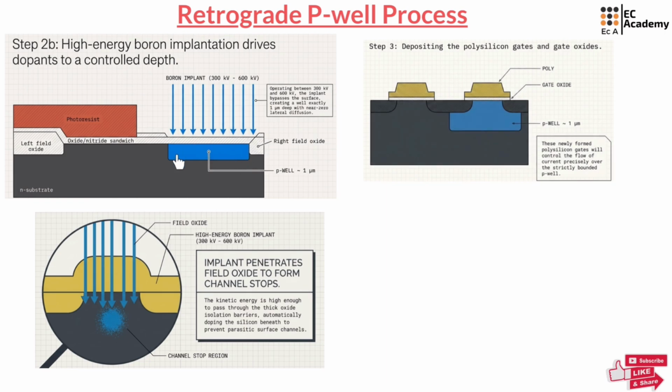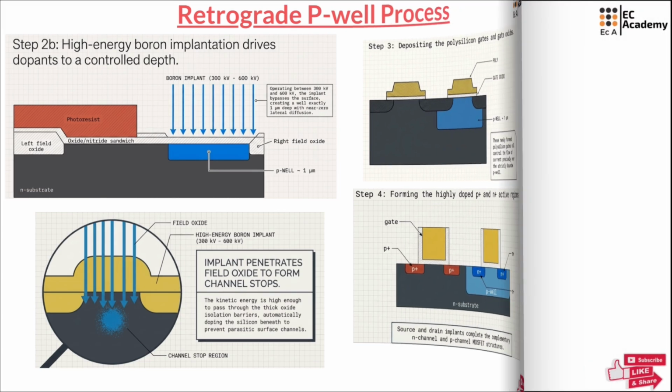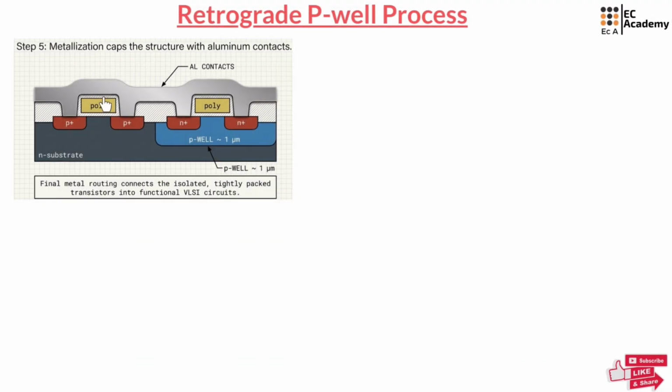After the formation of P-well, in the next step, we will grow polysilicon and gate oxide as shown in this diagram. And in the next step, we add the highly doped regions called P plus and N plus. And in the final step, we put aluminum contacts so we can connect our transistor wires.